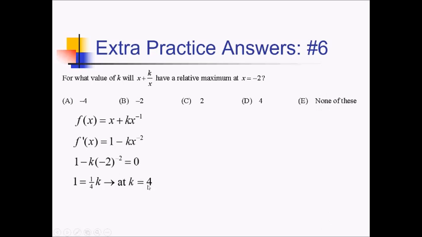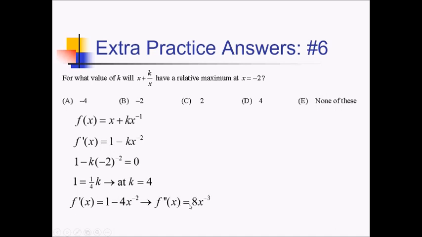And probably the easiest way to proceed on this one is to rewrite f prime with the k value that we just found, so 1 minus 4x to the negative 2, and then just run the second derivative test on this thing at negative 2 to see if it's a max or a min. So second derivative, pretty easy to take on this. This 1 goes to 0, and this is going to be 8x to the negative 3.